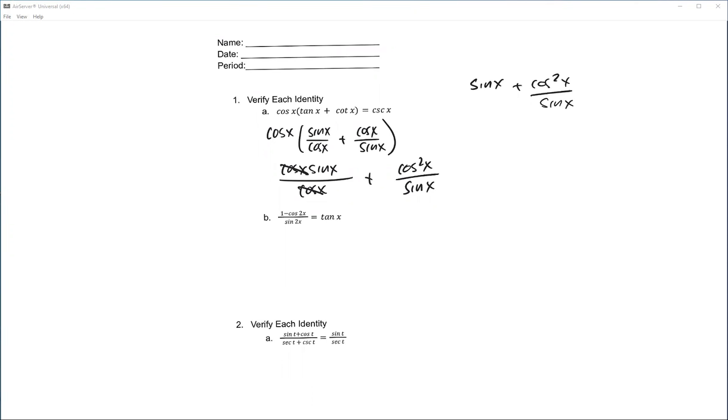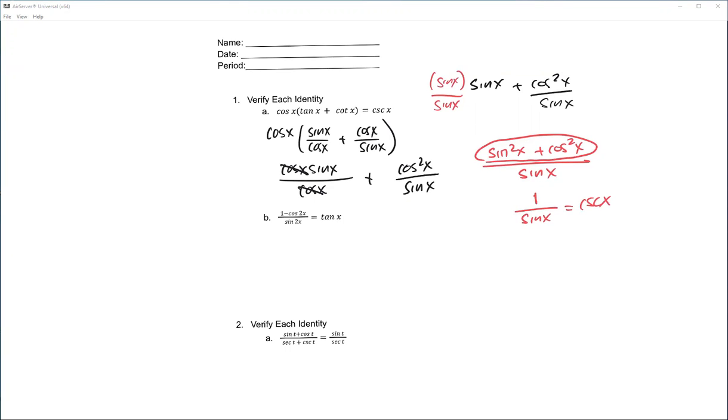And then we get a common denominator for sine x over sine x. Okay, and so this becomes sine squared x plus cosine squared x all over sine x. Notice that this is a Pythagorean identity, right? Sine squared x plus cosine squared x, so that's just 1 over sine x, which is then equal to cosecant x. Okay.